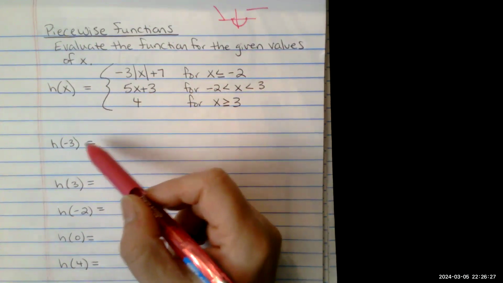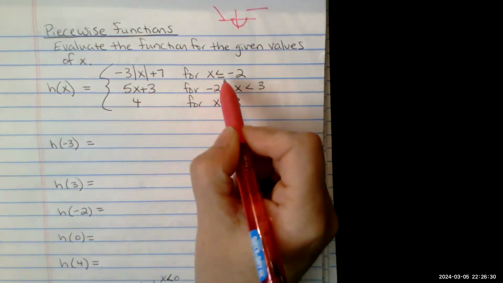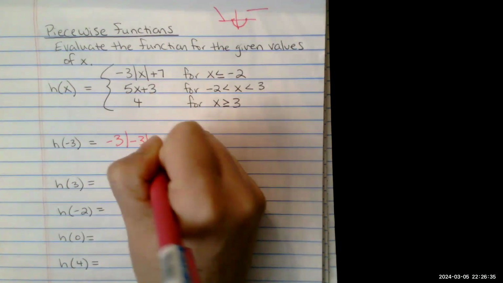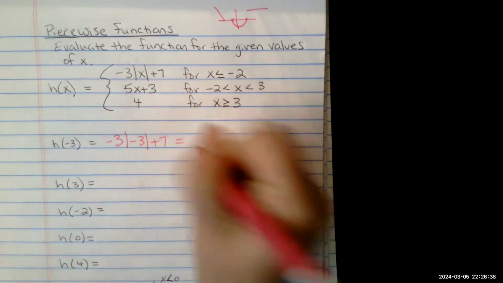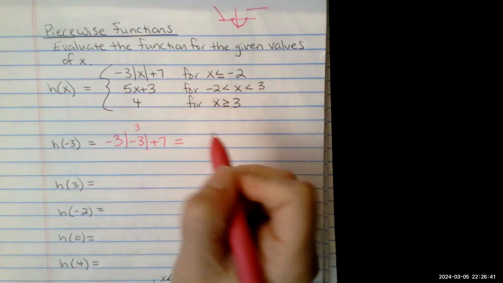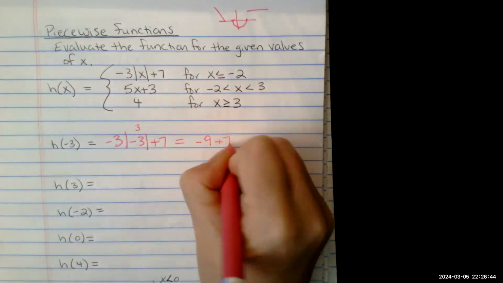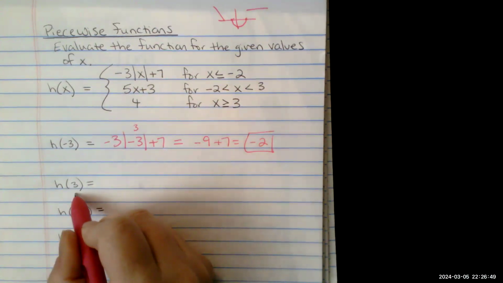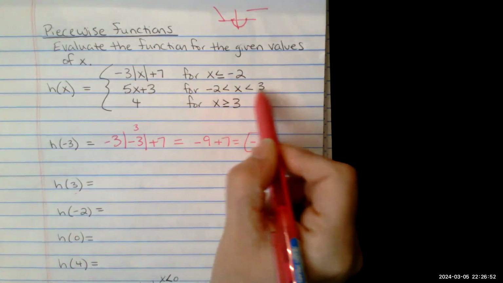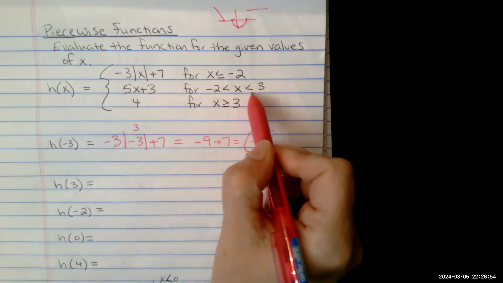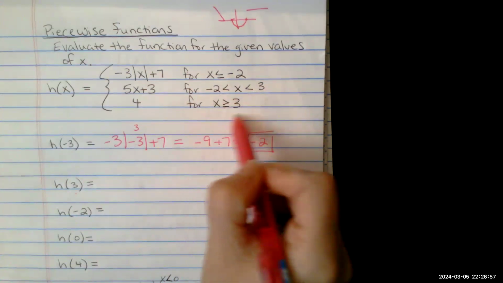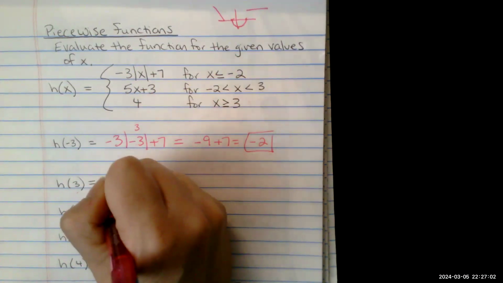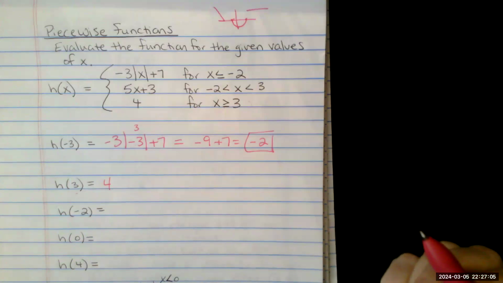So if I wanted to do h of -3, -3 is less than -2. So I would need to plug it in here. The absolute value of -3 is 3. So I really have -9 plus 7, which is -2. If I want to find h of 3, 3 is not in this section because there's no equal sign there. So 3 would be in this bottom group. But since there's nowhere to plug in the x, anything in that last group is going to be 4.